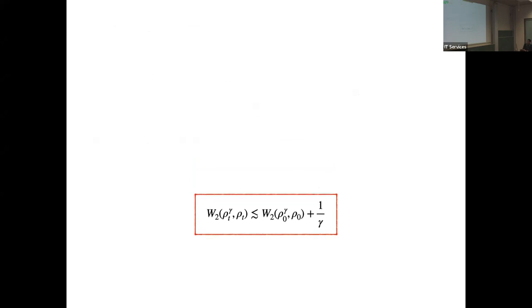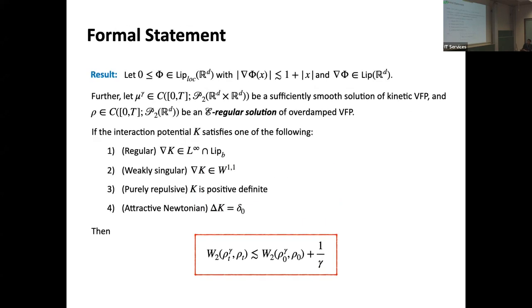Okay. So let me just summarize with the formal statement. Under these conditions on phi, mu gamma is a sufficiently smooth solution. I did not mention what type of solutions I'm looking for, but it's in the paper, and it's a bit complicated to write down. Anyways, you can find smooth solutions for the kinetic Vlasov-Fokker-Planck equation, and rho being an irregular solution of the overdamped Vlasov-Fokker-Planck. If the interaction potential K satisfies one of the following conditions, so essentially the one that controls the modulated energy, so the D term, if you remember, then we end up with this result.